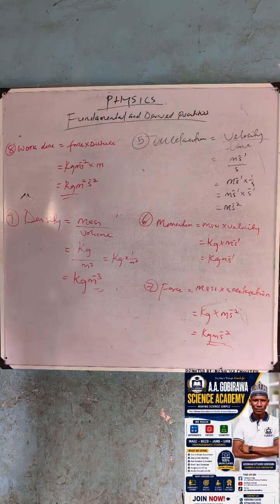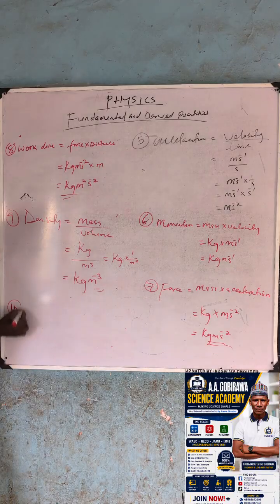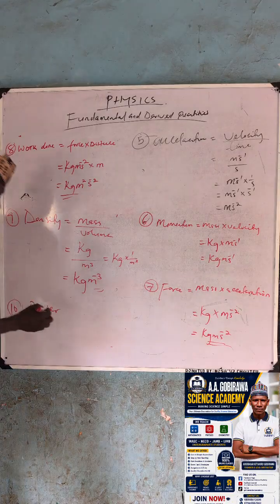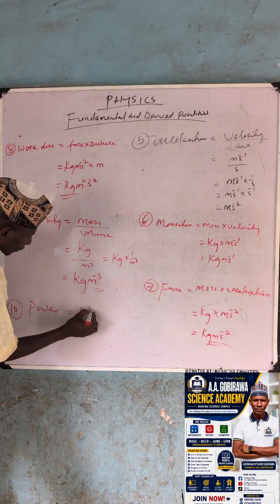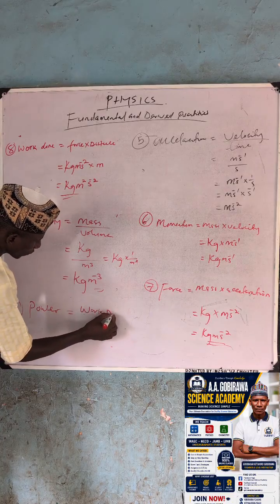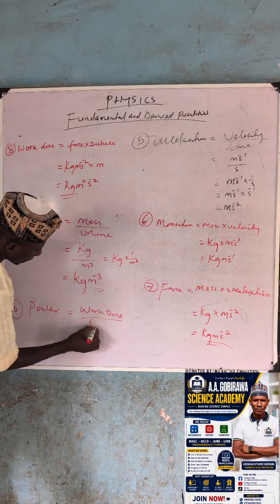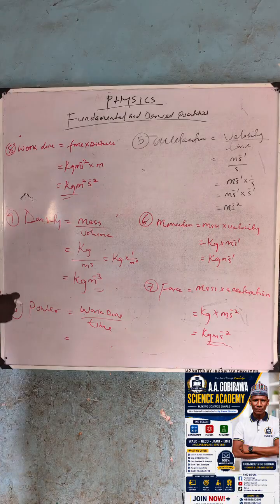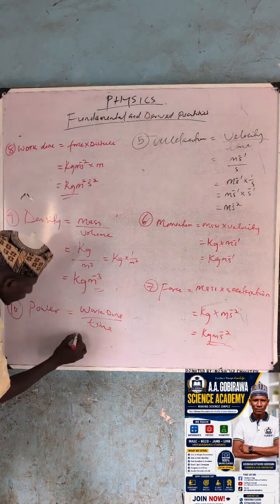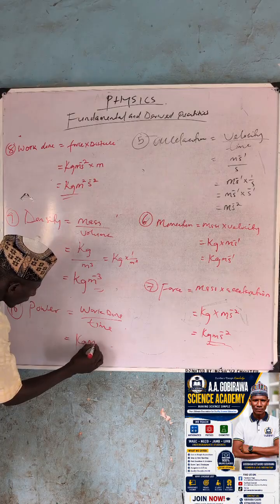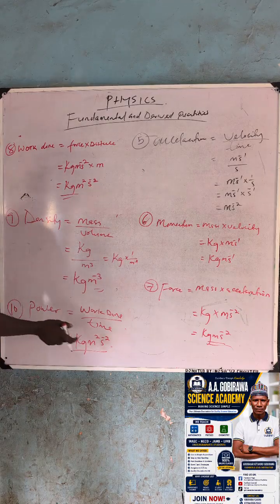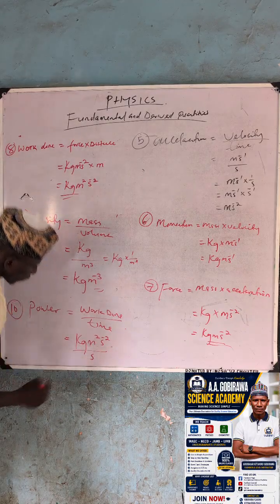Then we have power, number 10. Power is the change of work done all over time. Our work done is kilogram meter square per second square, all over time, which is second.